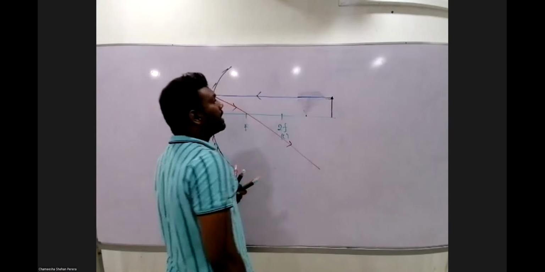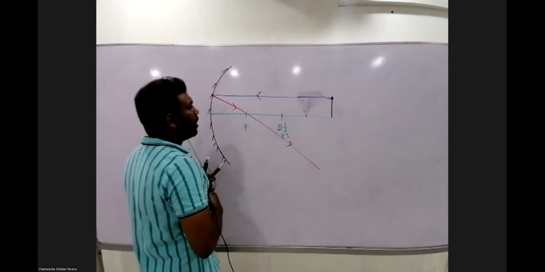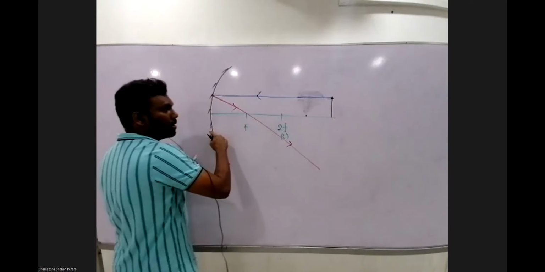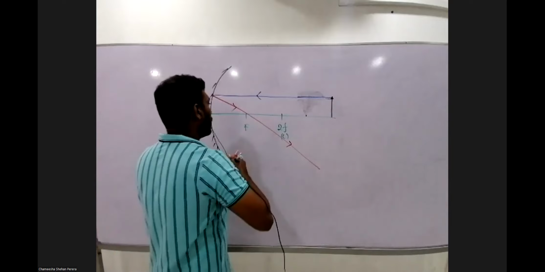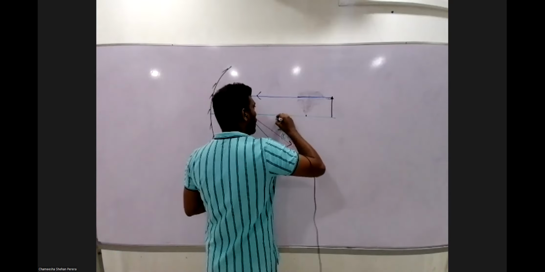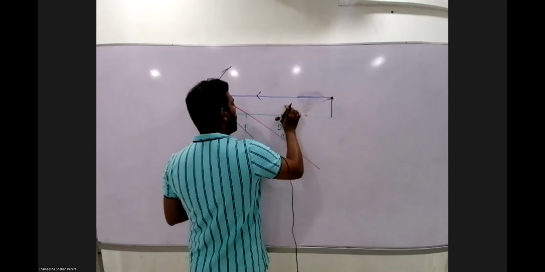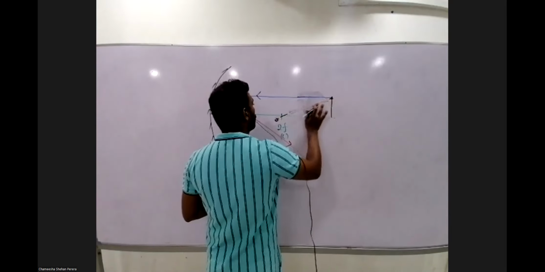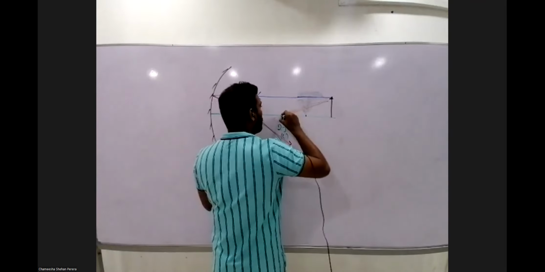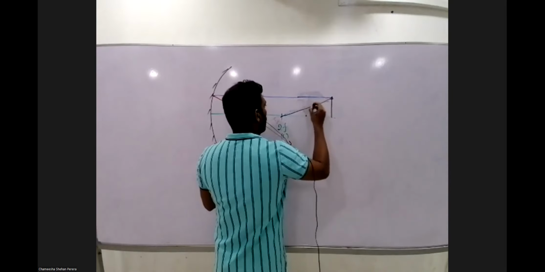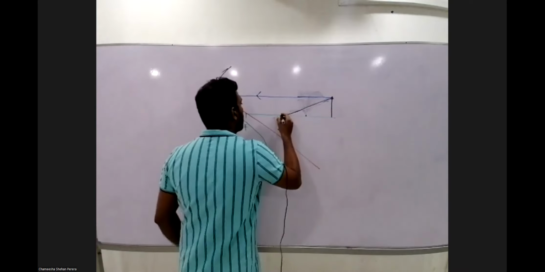But the second light ray has no capability of going through this focal point. So instead, it goes through 2F. It goes to the center of curvature. The second light ray from the top of the object goes to the center of curvature. It has to be a straight line, so be careful to draw the straight line.